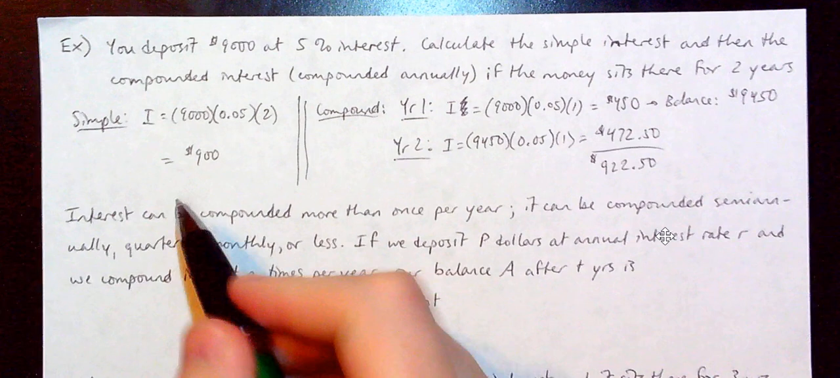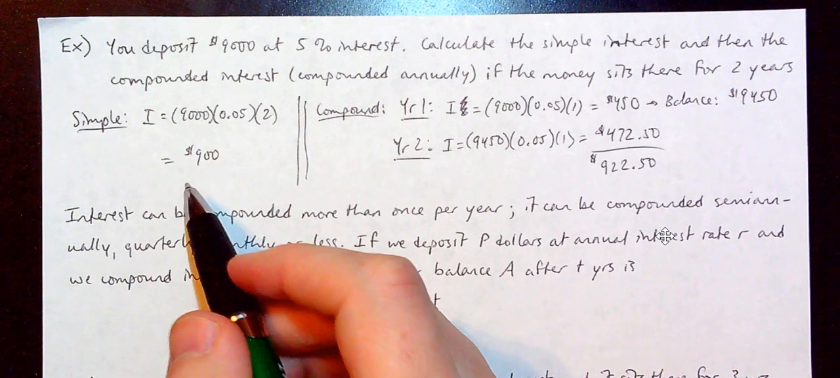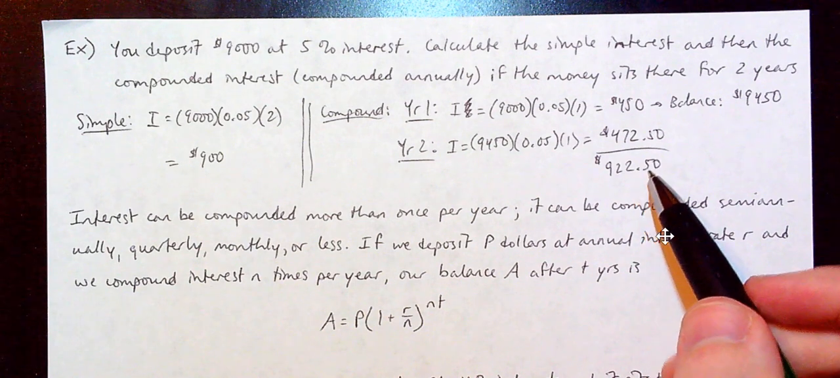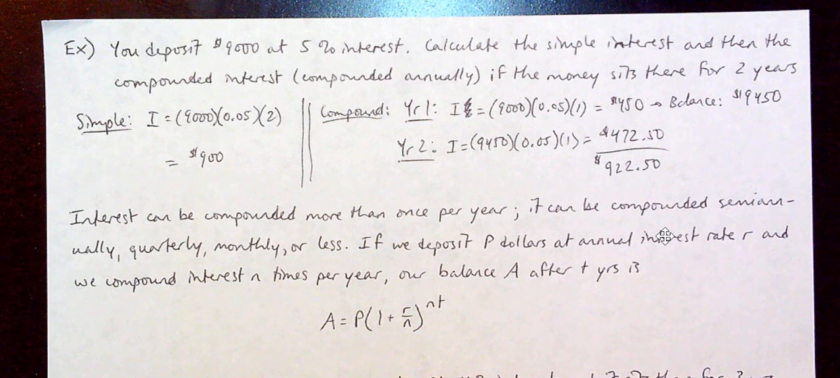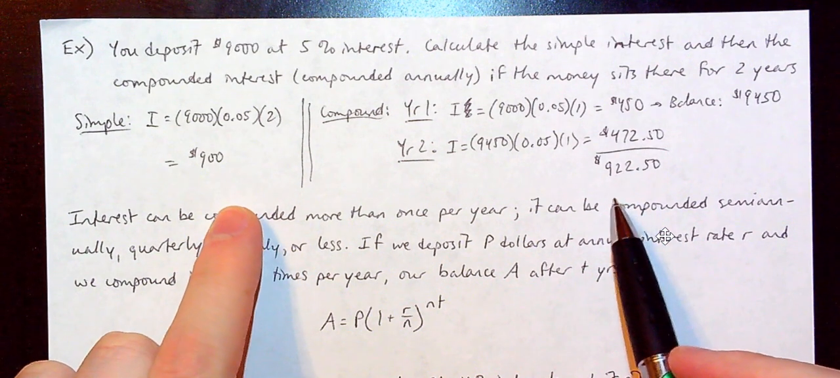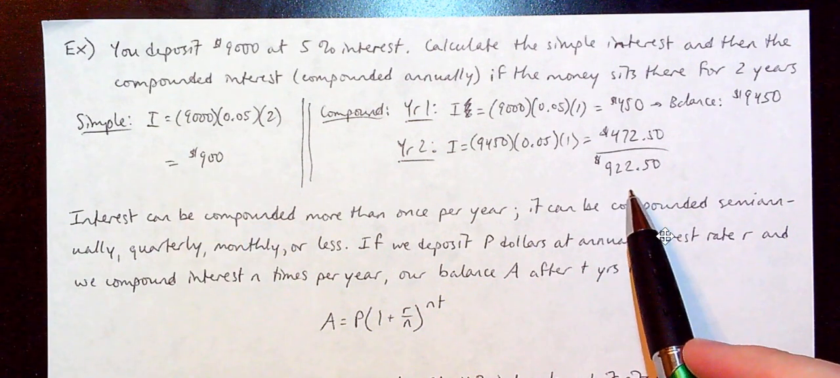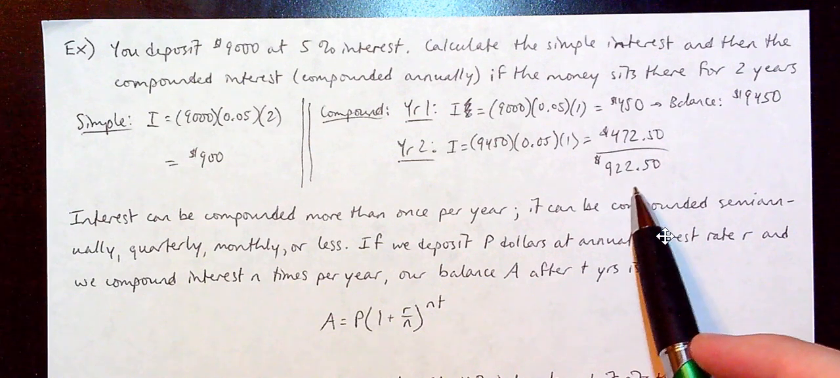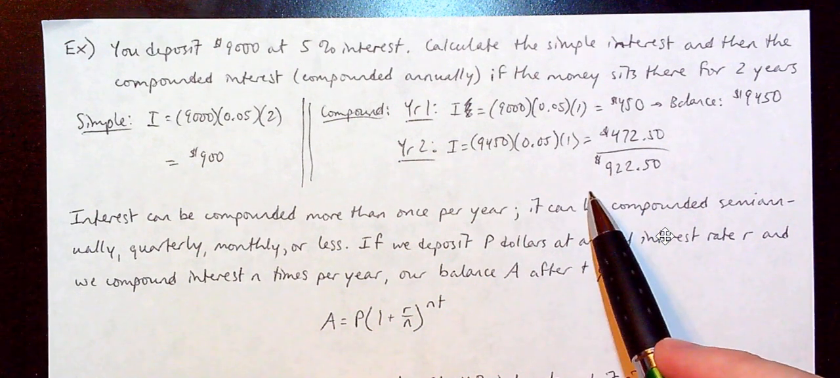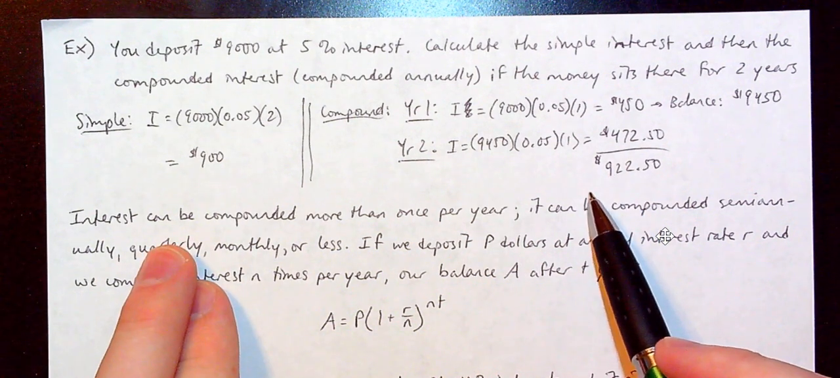So we can see with just simple interest, we're only getting $900. With compounded interest, we're getting $922.50. So a little bit more with our compound interest there. Very nice. And we'd find that there'd be even a greater difference between these two quantities of interest if I kept this going on for more and more years. 5, 10, 20. We get significantly more interest using compound interest versus the simple interest.